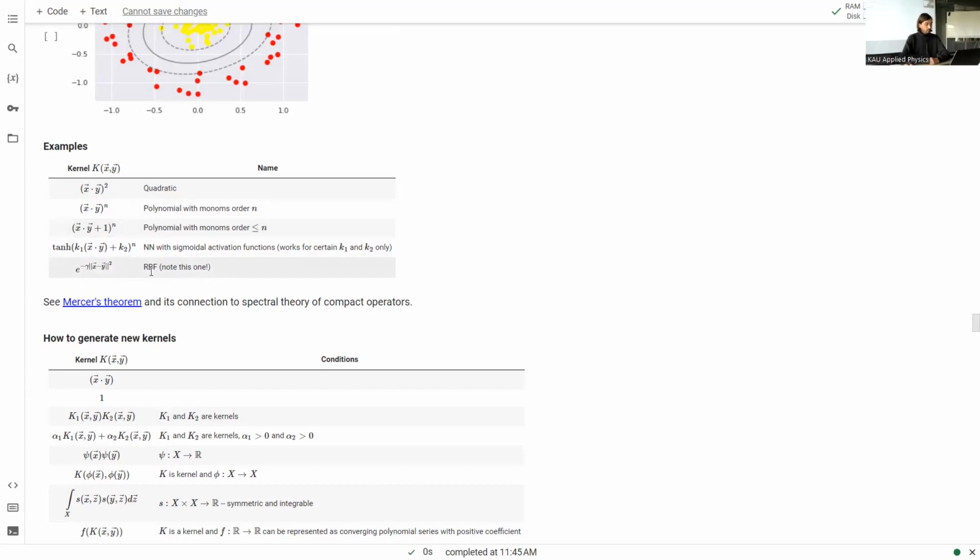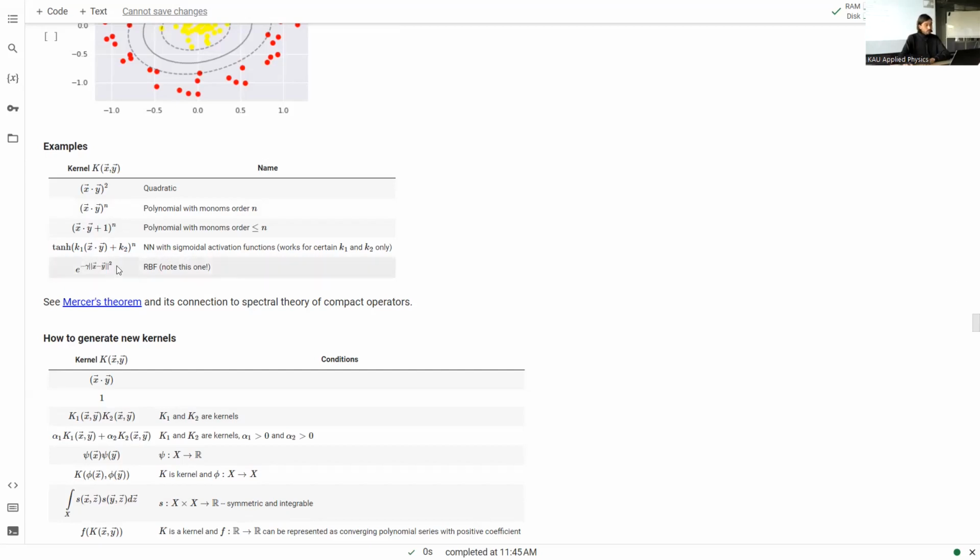RBF. Note this one. This is a very widely used kernel. Radial basis function kernel. It looks like exponent to the power of minus gamma times the norm of the difference between x and y, squared. It looks a bit complicated and has its own tunable parameter gamma. So if you are using RBF in SVM from sklearn, for example, you can define gamma. It's one of the parameters of the function. So you can do that.